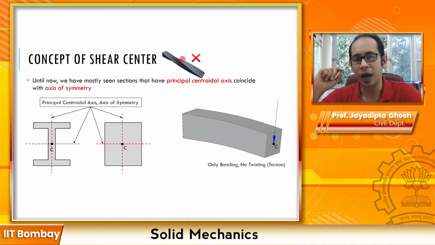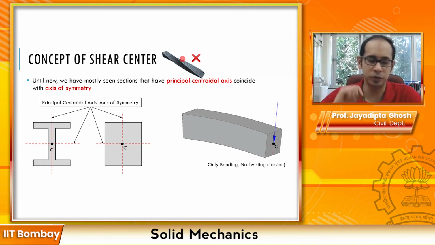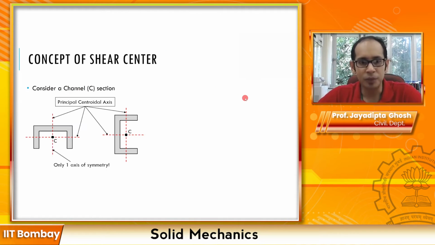But unlike these beams which have two axes of symmetry, if I give you a beam which is something like this, and this need not be thin wall, this can be any kind of a channel section. This is called a channel section because it looks like this C over here, so it is called a channel. So this is a channel which is turned upside down over here.